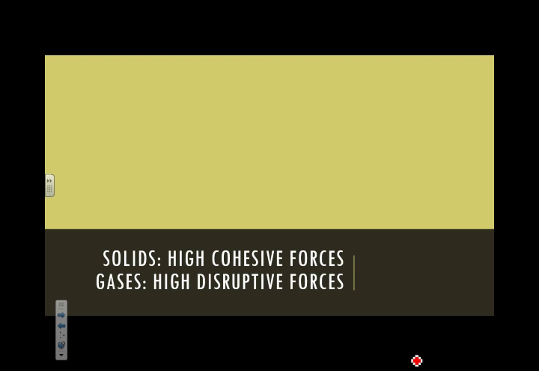Gases, on the other hand, have very high disruptive forces, a lot of kinetic energy in there, very low cohesive forces. Gas particles are very far apart from one another compared to solids, and so they're not as dense. And when we look at liquids, their cohesive forces and their disruptive forces are about the same magnitude.